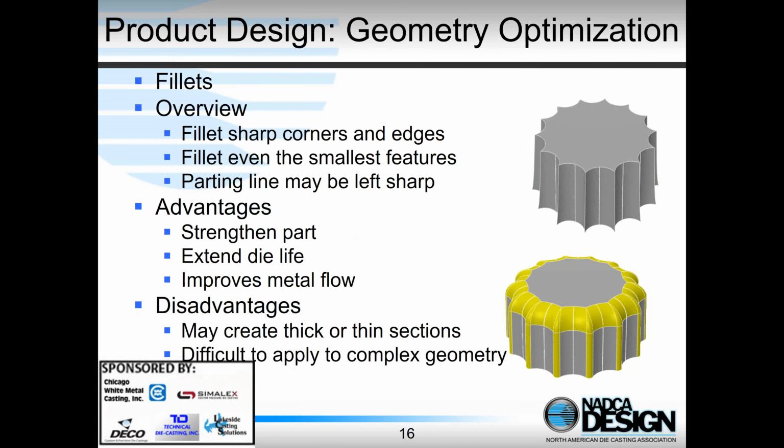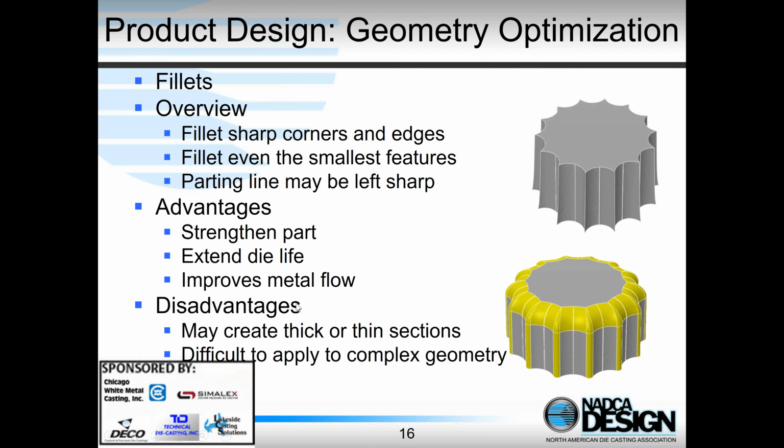And so the next thing we need to look at is fillets, and basically, how do we make the part more applicable for die casting? You can see we've taken the upper component and filleted all those sharp corners. Fillets are needed basically on all sharp features and all sharp corners except for the parting line. We don't have to have fillets on the parting line. We can have sharp features, shown here.